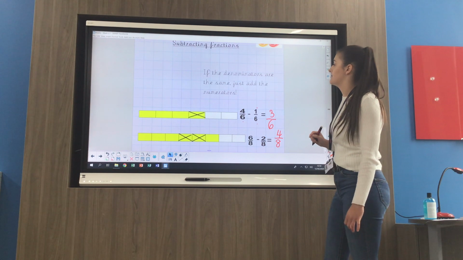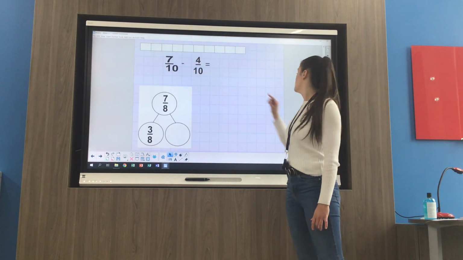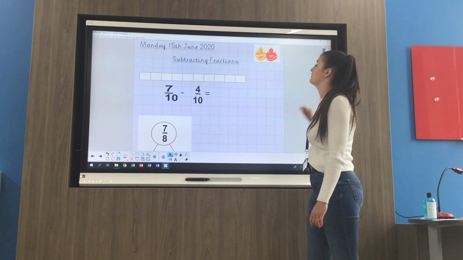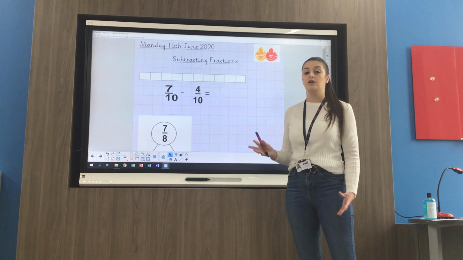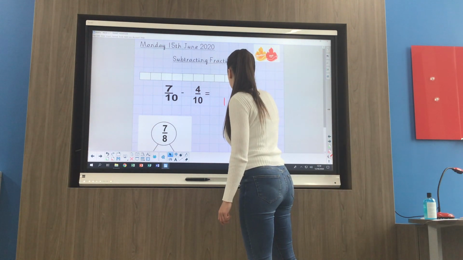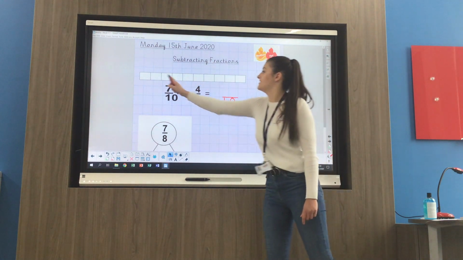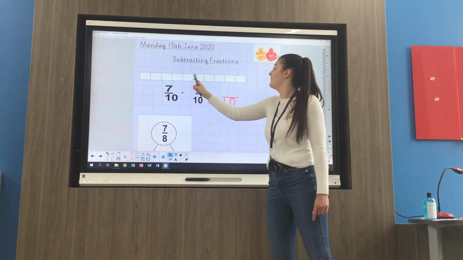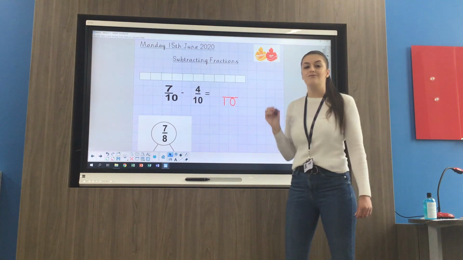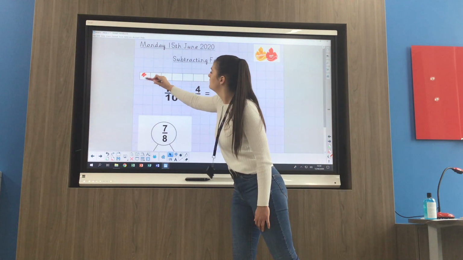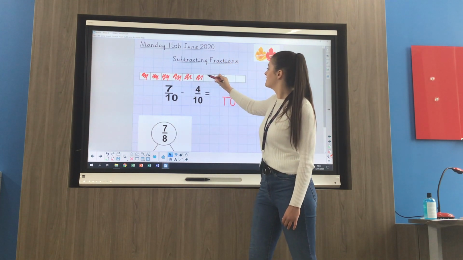Let's have a look at another activity you might have then. This time, it wants you to shade in your bar model. So the question is 7/10 take away 4/10. We know if the denominators are the same, it stays the same. So I've got out of 10, so this should be 10s. 1, 2, 3, 4, 5, 6, 7, 8, 9, 10. Got 7/10, so I'm going to shade it in. 1, 2, 3, 4, 5, 6, 7.